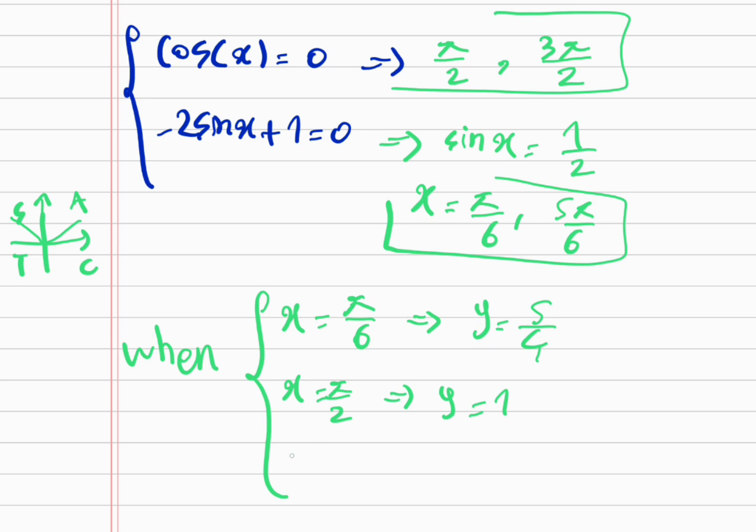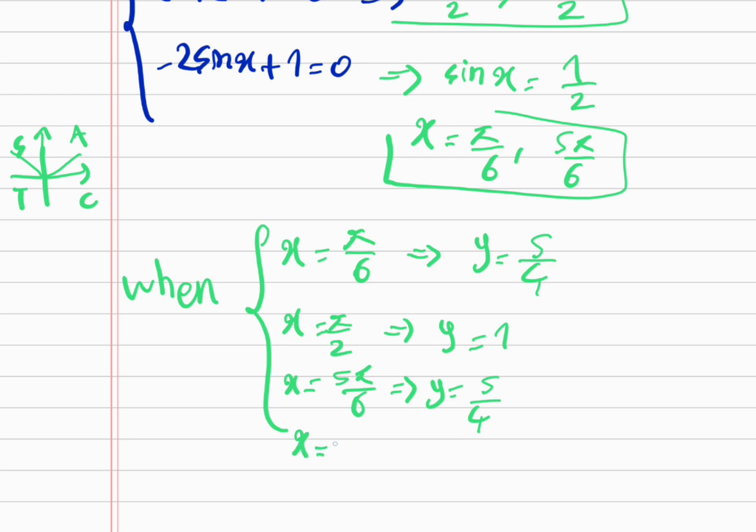When x is equal to 5 pi over 6, then y is equal to again 5 over 4. And finally, when x is equal to 3 pi over 2, this time y is equal to minus 1, because this is the opposite to pi over 2.